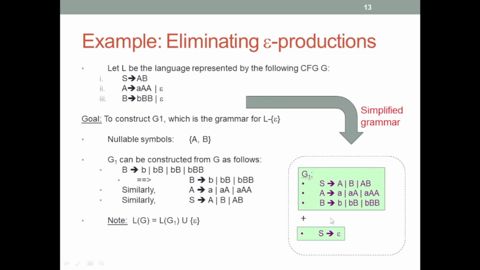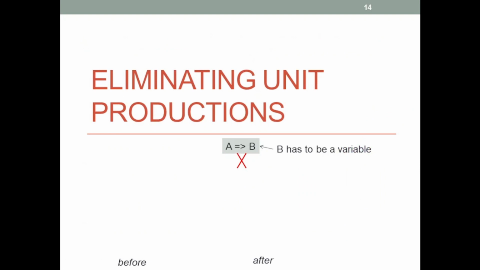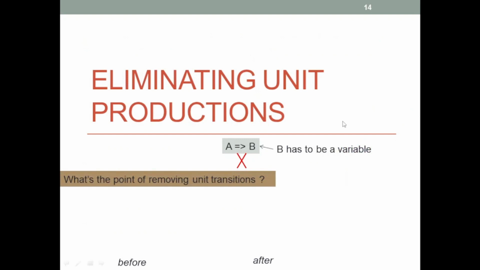Okay, so this is the simplified grammar without null. Now the eliminating unit production. What is meant by unit production? You can see here A derives to capital B. B has to be a variable here. B should not be a terminal.